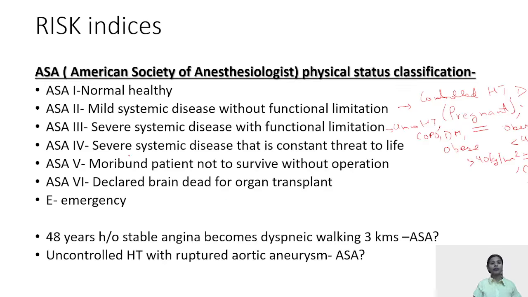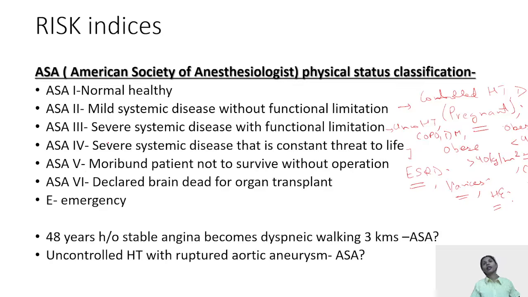ASA 4 is there is a systemic disease, and that disease is a constant threat to life. Okay, there is a severe systemic disease the patient is suffering from, and that disease is a constant threat, like end stage renal disease. It is a constant threat to life. Or you can have varices, which is a constant threat to life, or a patient who is suffering from hepatic encephalopathy. Okay.